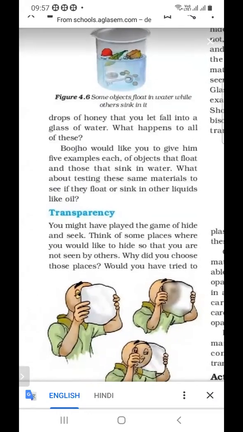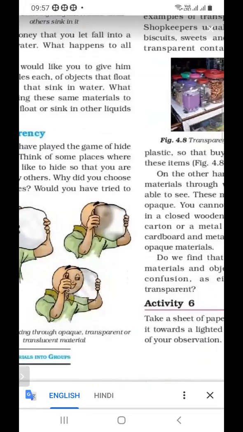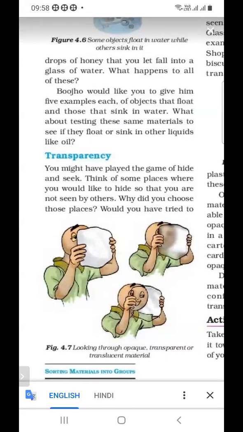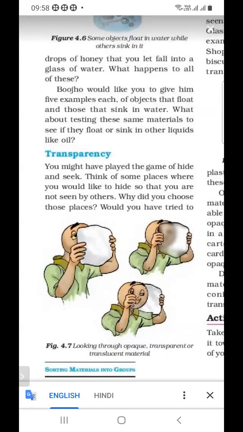And what is this property of the material? An object may float or sink in water. So there are two types of objects: those that float in water and those that sink. The objects which completely sink in the water are called sinking objects, and the objects that are very light will float on the water.